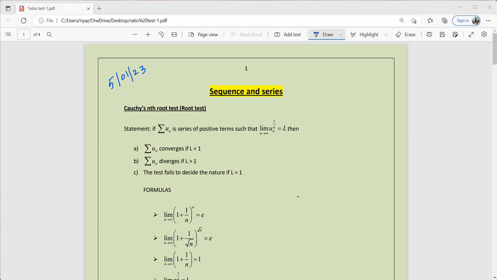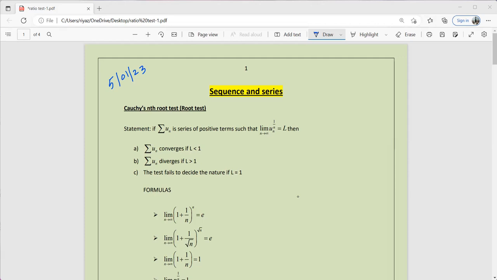What is un? Nth term, sir. Nth term of the given series. Okay, so un is the nth term.